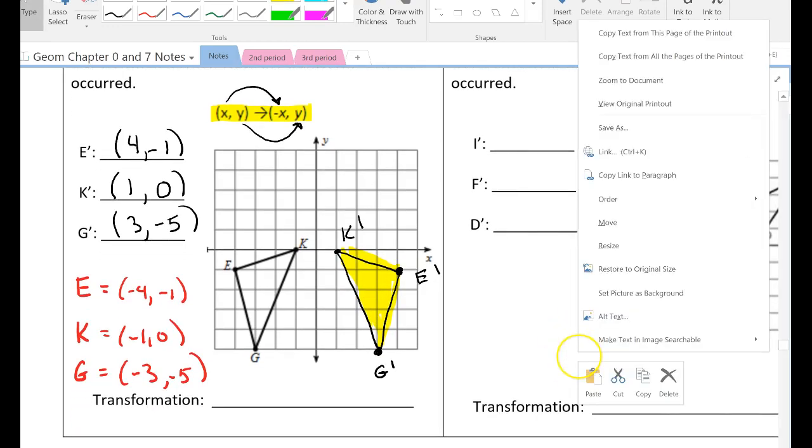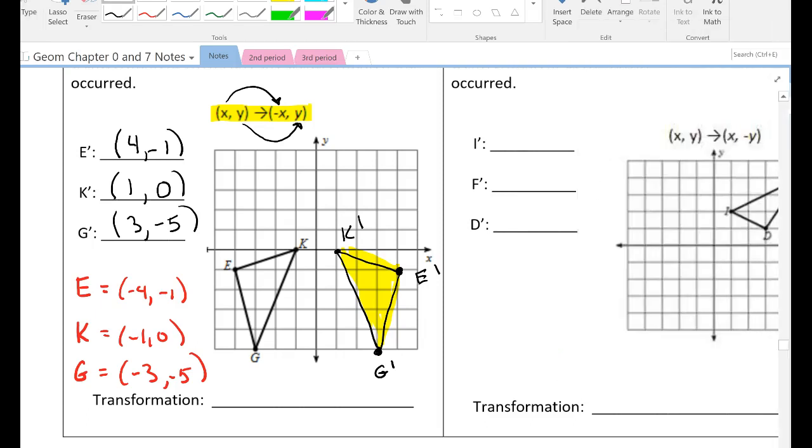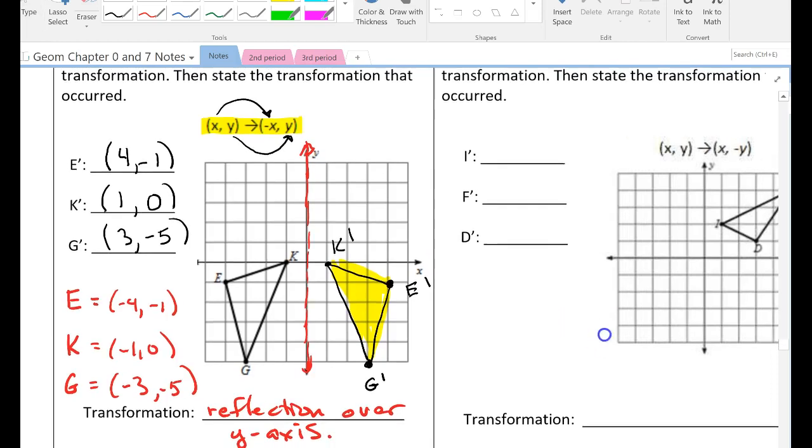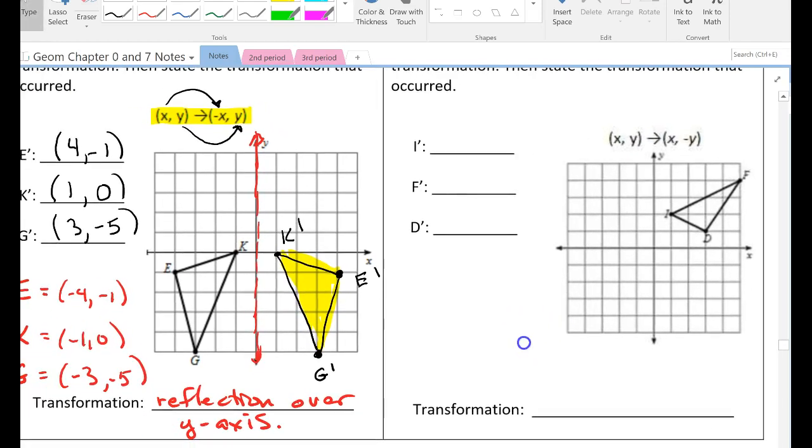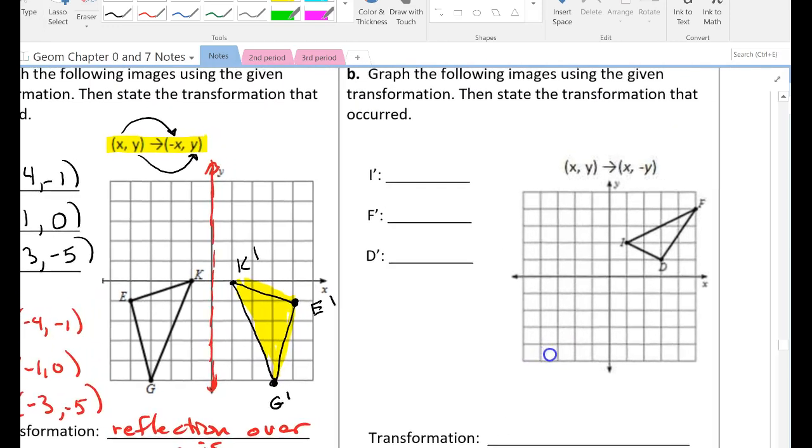That's the transformation. Now we need to figure out, well, how did we get that image? Well, I can see that this is right in between my two figures. So these are mirror images of each other over the transformation. This is a reflection over the y-axis. Alright, so again, go ahead and pause the video and try the next problem, part B.